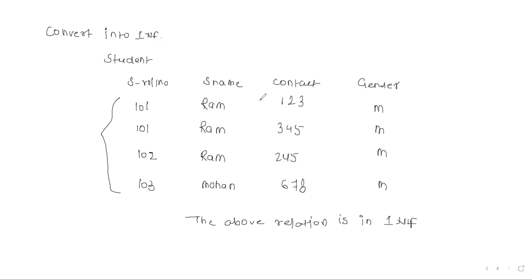Now come to the next normal form, that is called second normal form, 2NF. In short, we call it no partial dependency.